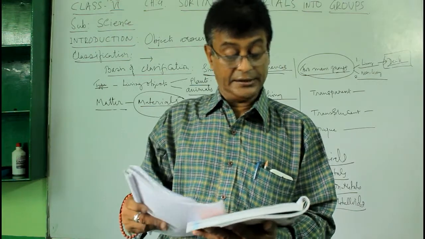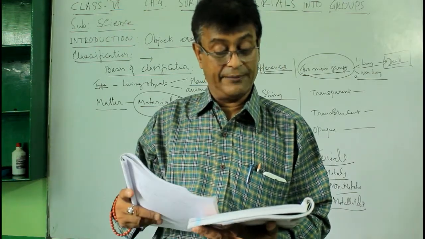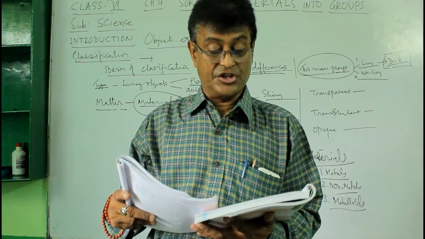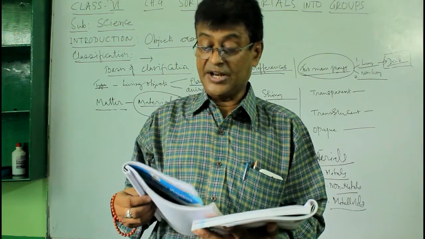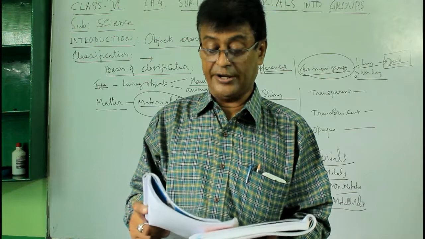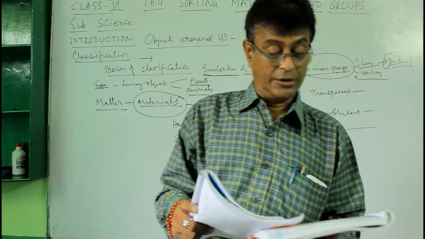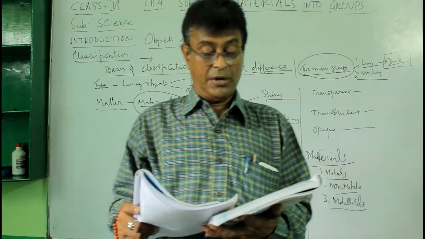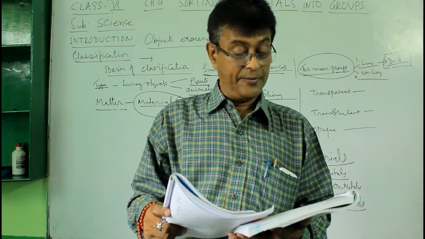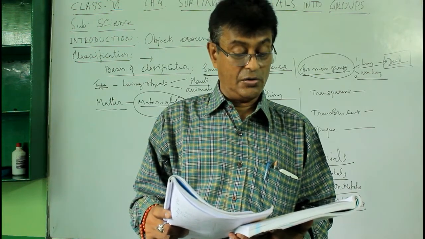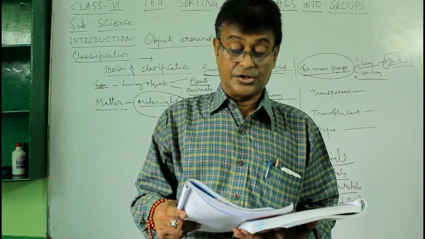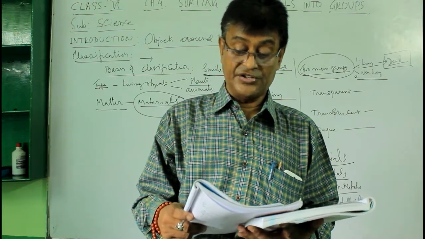Let us see another question, which is question number 10. Name two gases which dissolve in water to some extent. So they are oxygen and carbon dioxide. Number 11, which of the following liquids form a single layer on mixing? Water and kerosene, or water and glycerin. So the answer is water and glycerin.